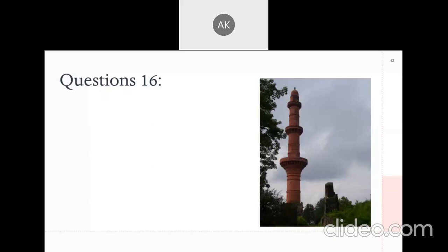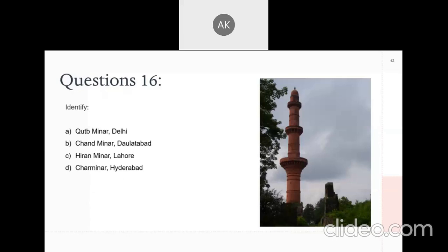So from Daulatabad. Okay. So these are the options: Qutub Minar from Delhi, Chand Minar Daulatabad, Hiran Minar from Lahore, or Char Minar Hyderabad. So the correct answer is Chand Minar Daulatabad. So let's go through other options.